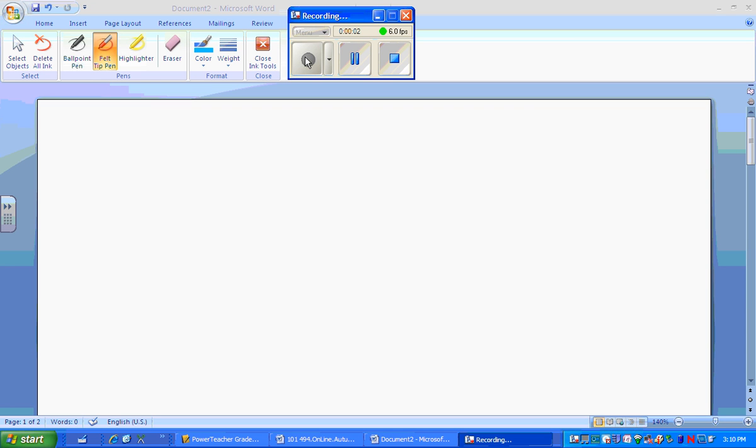Today's lesson will be 3.6, types of triangles. We're going to have 6 different types of triangles. We're going to classify triangles by their side lengths, and we're going to classify triangles by their angles. So first, let's classify triangles by their side lengths.